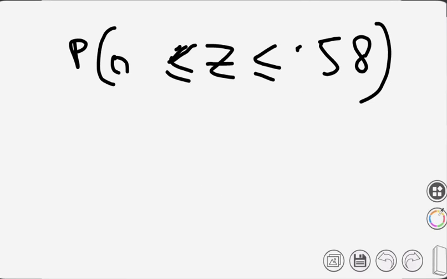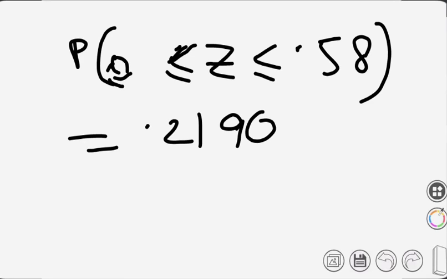If I ask you what is the probability of Z lying between 0 and 0.58, how do we check? See, in the row 0.5, we move towards the right to the column 0.08. That gives you 0.2190, isn't it? Yes, 0.2190.